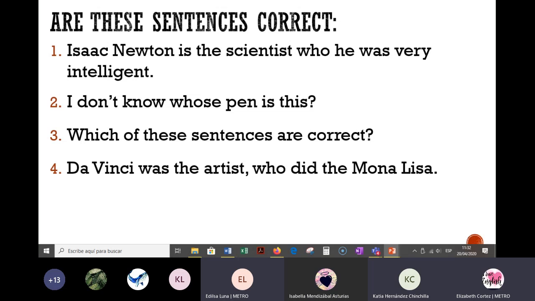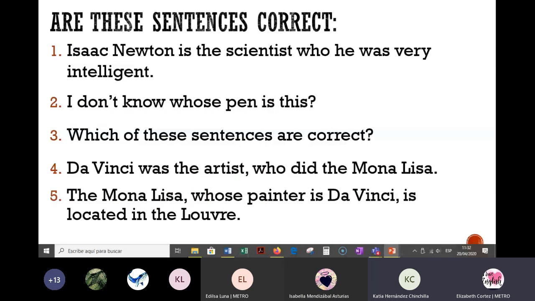Flores, number 5. The Mona Lisa, whose painter is Da Vinci, is located in the Louvre. Okay, in the museum in France. All right. What about this sentence? Is it correct? Does it have a correct DRC? Yes, but it has commas. So, is it correct? No, it isn't correct because I just told you that we don't use commas. This is a clause, but it's not a DRC.